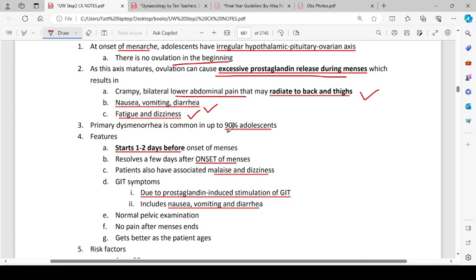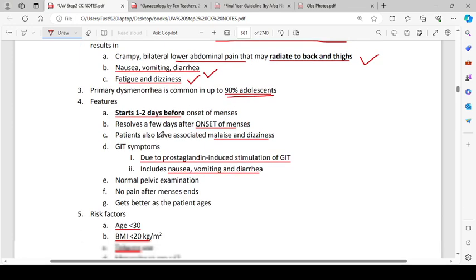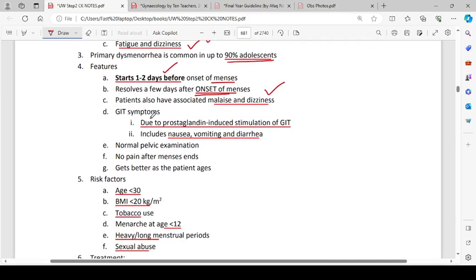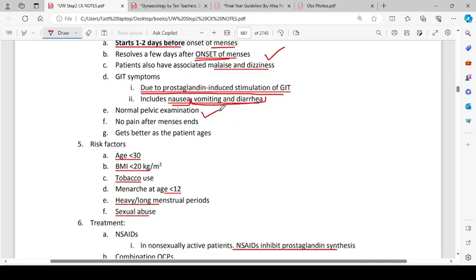Primary dysmenorrhea is common in up to 90% of adolescents. Features start 1 to 2 days before the onset of menses and resolve a few days after the onset of menses. Patients also have associated malaise and dizziness. GIT symptoms due to the prostaglandin-induced stimulation of the GIT include nausea, vomiting, and diarrhea. Normal pelvic examination, no pain after menses ends, and it gets better as the patient ages.